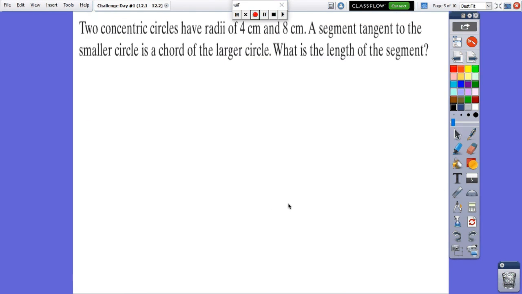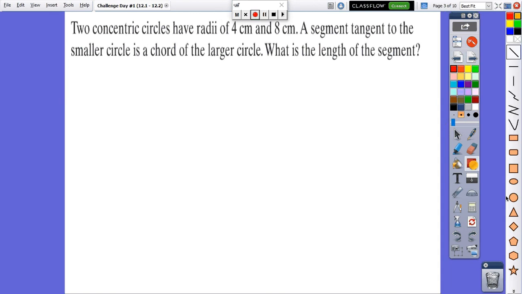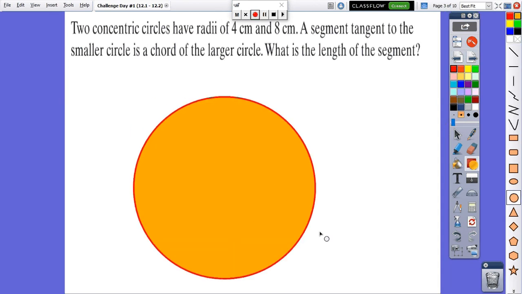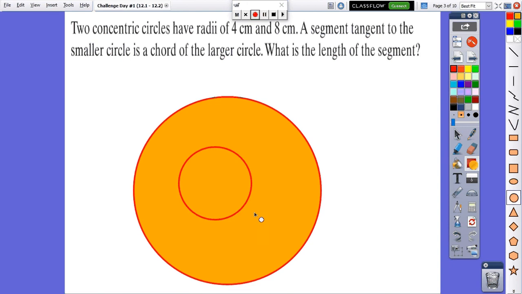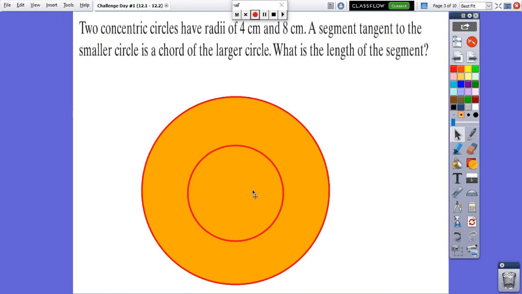The second problem, 2 concentric circles. Oh, so this kind of starts off the same way as the first problem. So it'd be nice if we had a picture here. So let's draw 2 concentric circles. Let's draw one circle inside the other in such a way that they approximately have the same center point. All right. Let's see, would it be helpful if one was a different color than the other? Sure, why not? And they give us the radii, 4 and 8, just like they did in the first problem.